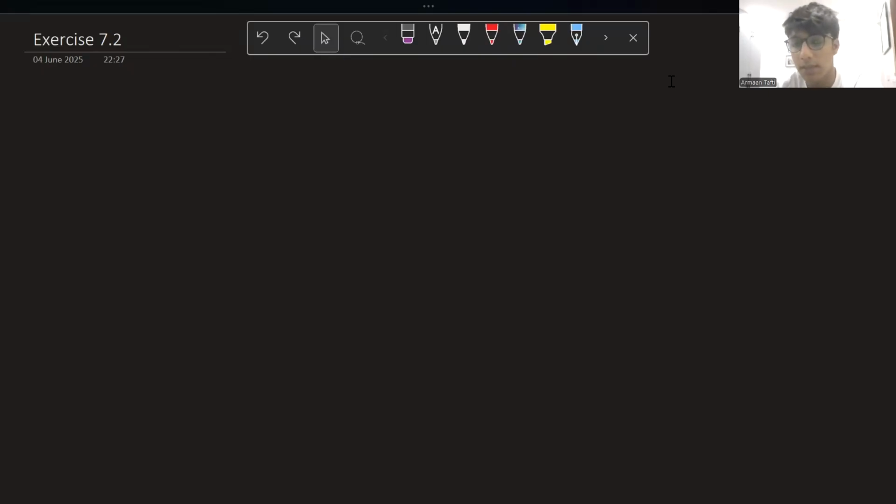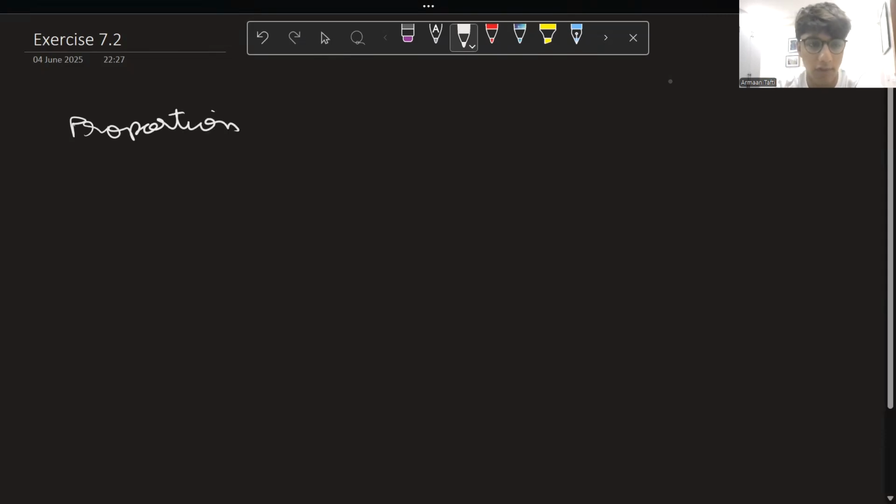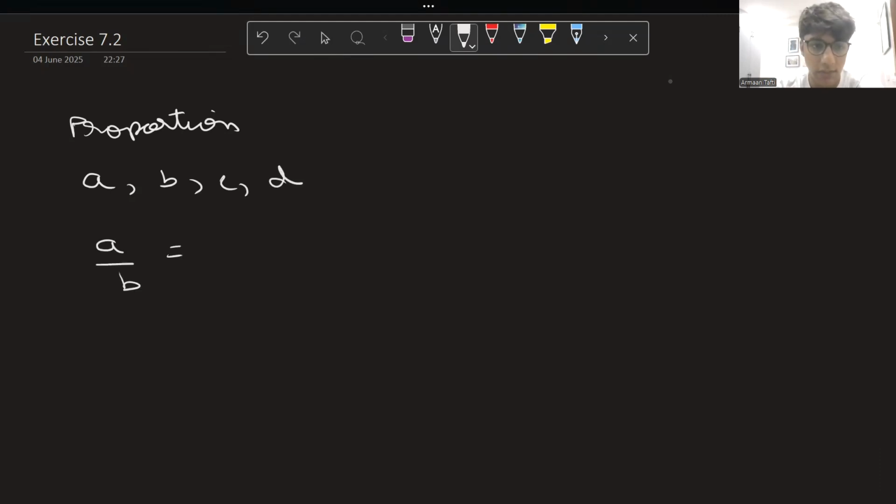Hello, today we'll be discussing ratio and proportions, and we're going to start off by talking about some basic theory terminologies. First thing, what does it mean for things to be in proportion? Proportion essentially means that if you have quantities A, B, C, and D, and the ratio of A by B is equal to C by D, then A, B, C, and D are in proportion.